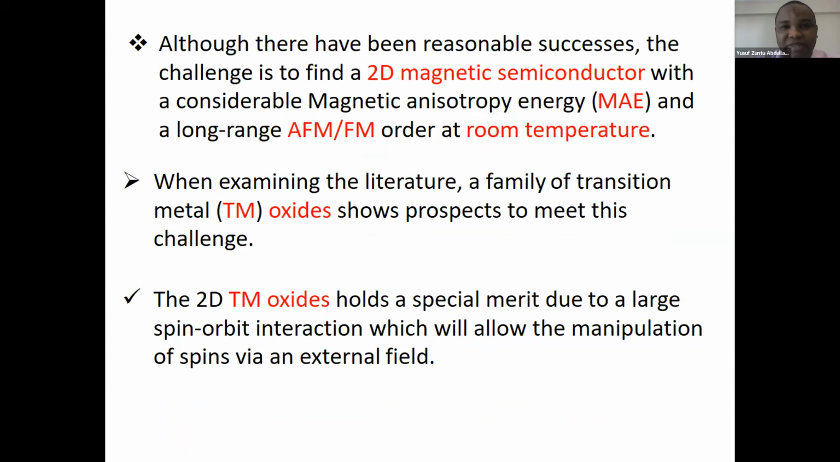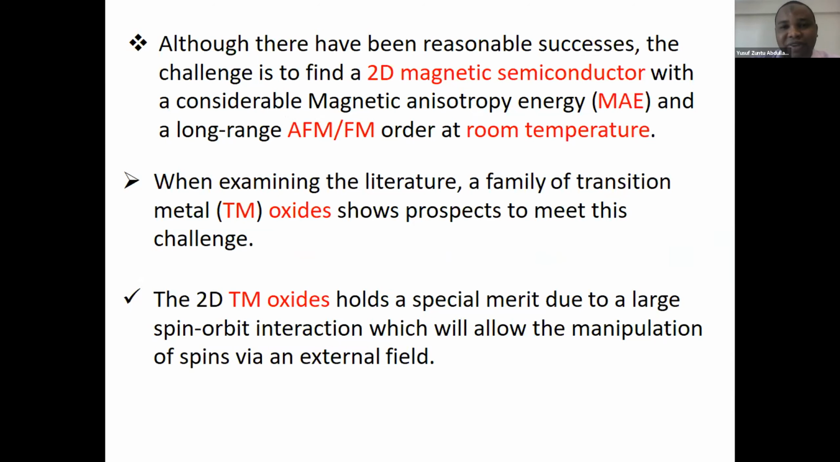Despite the recorded success in synthesizing 2D magnetic crystals, there is a challenge, and the challenge is that the magnetic ordering cannot withstand room temperature. So a lot of studies have been done in order to realize 2D magnetic crystals with magnetic ordering that can withstand room temperature.